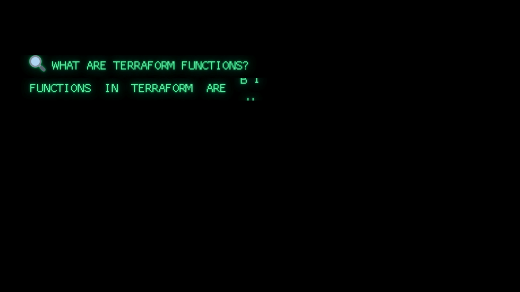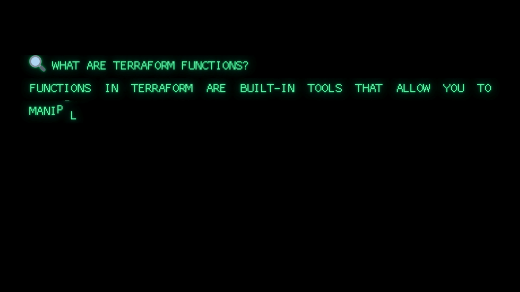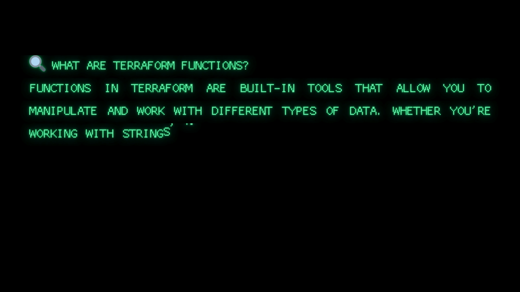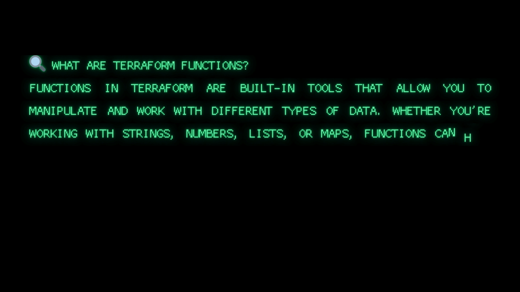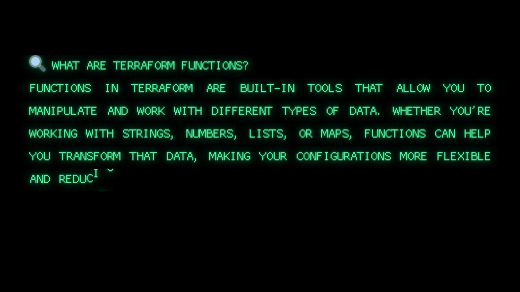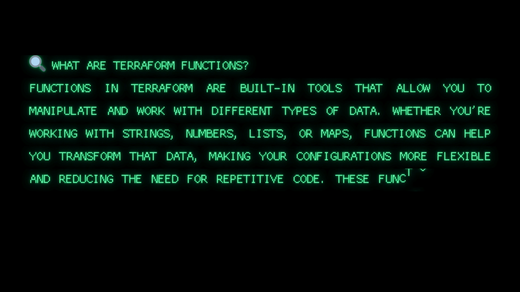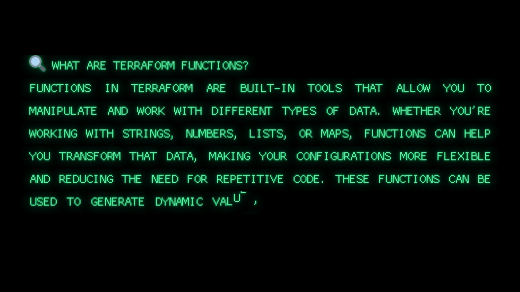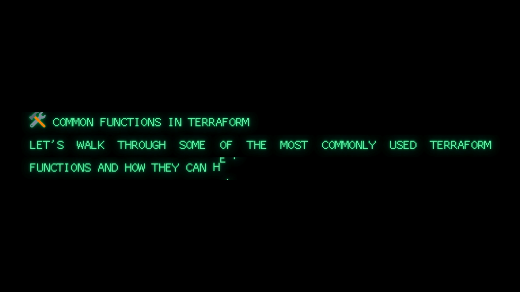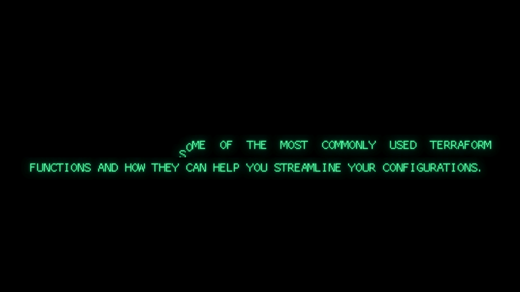What are Terraform functions? Functions in Terraform are built-in tools that allow you to manipulate and work with different types of data. Whether you're working with strings, numbers, lists, or maps, functions can help you transform that data, making your configurations more flexible and reducing the need for repetitive code. These functions can be used to generate dynamic values, perform calculations, or handle data transformations. Let's walk through some of the most commonly used Terraform functions and how they can help you streamline your configurations.